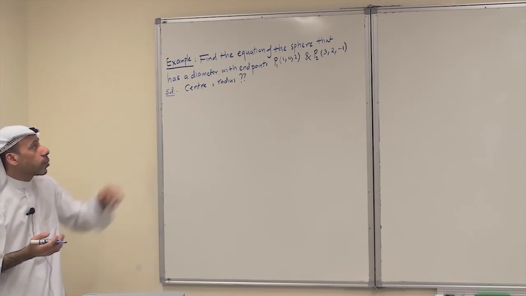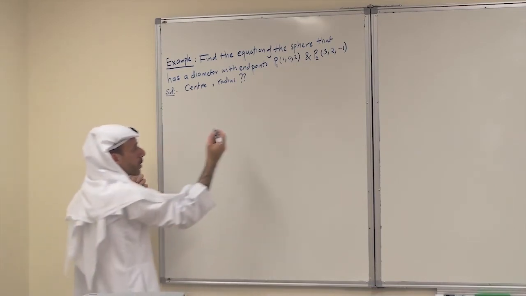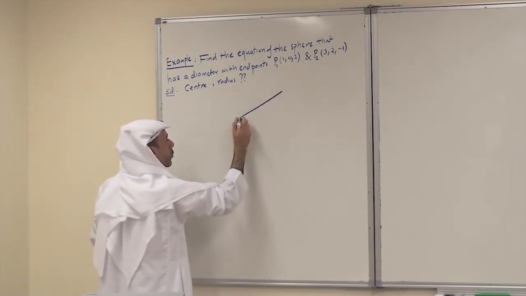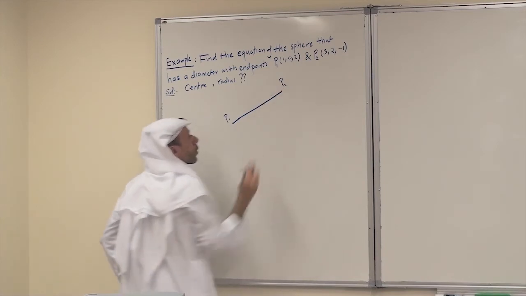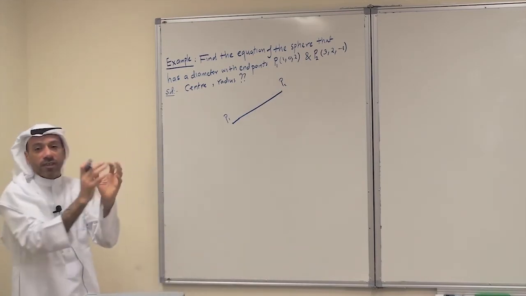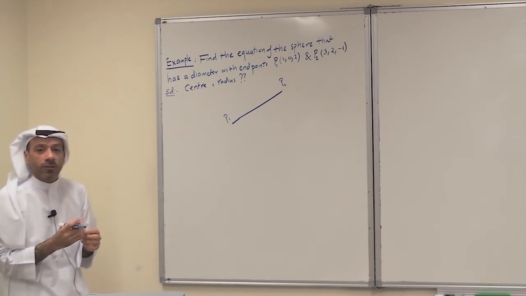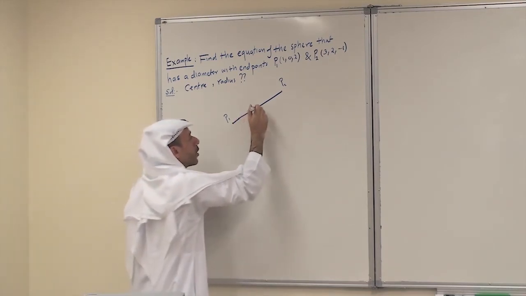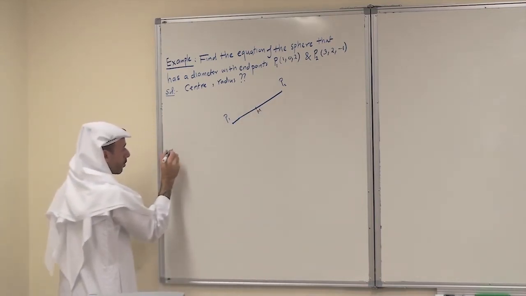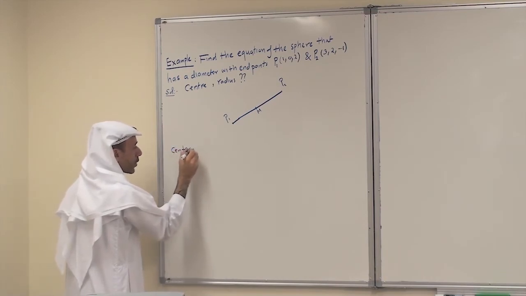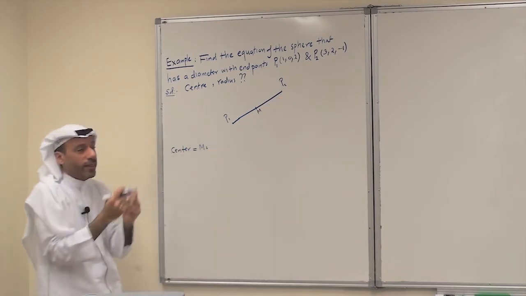The given information here is that we have one diameter with endpoints P1 and P2. So this is a sphere and there is one diameter. Let's assume this is the diameter, and this is P1 and P2. So this is one diameter of the sphere. Well, how to find the center if we know one diameter of the sphere? Well, the center is naturally M, the midpoint. This is M, the center. So the center of the sphere is just the midpoint of the line segment joining P1 and P2, or the midpoint of the given diameter.